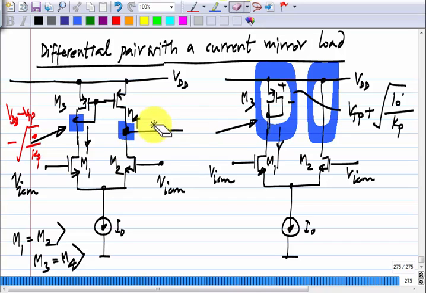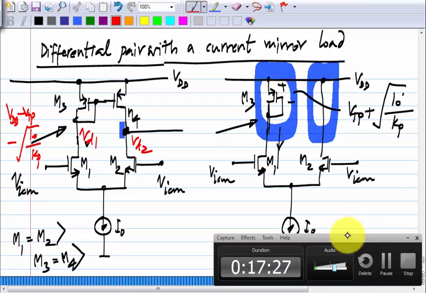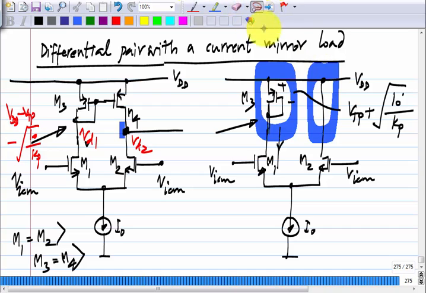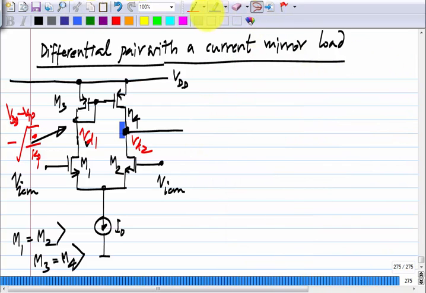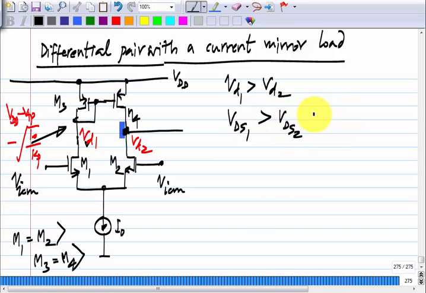So, let's say you call this VD1 and this is VD2, and assume that VD1 you can calculate if you know how much current is flowing, but let's say VD1 is not equal to VD2, what happens then? Is that an acceptable solution or not? So, let us assume that VD1 is greater than VD2. What does this mean? M1 and M2 have the same source voltage. So, VDS1 is greater than VDS2, which implies that the drain current in M1 is more than the drain current in M2.